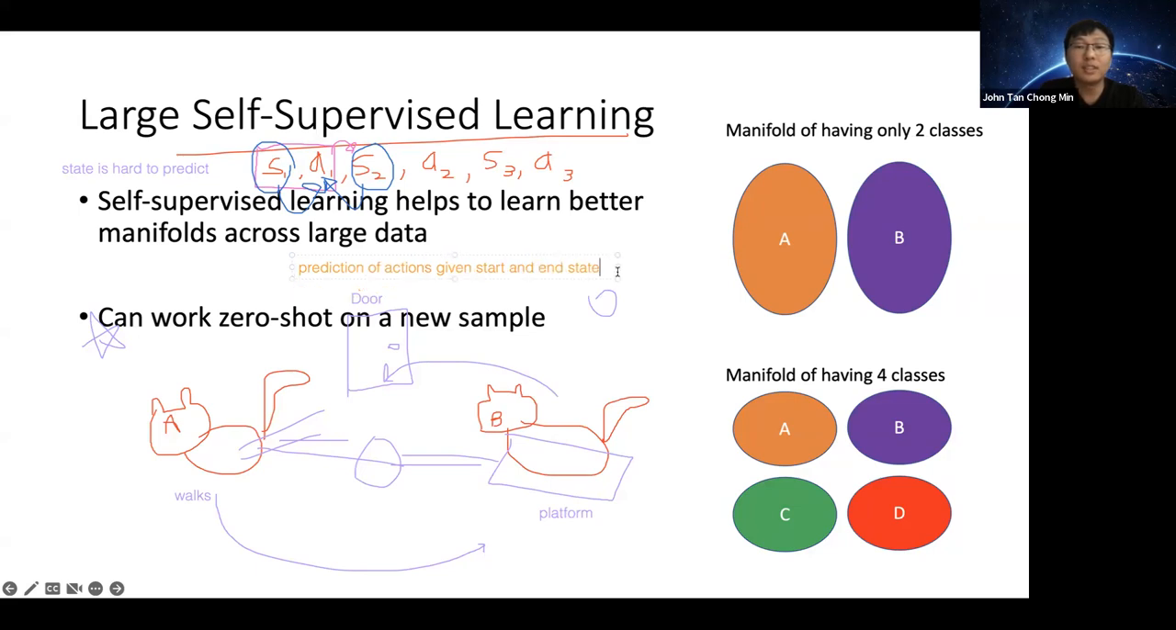So by doing this action prediction, we are learning better representations of the state, all right? For the case of the large language model, the action is the state itself, because the action is the token itself.